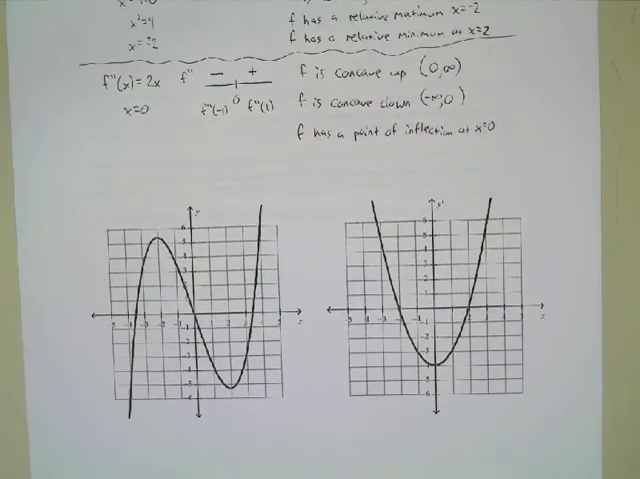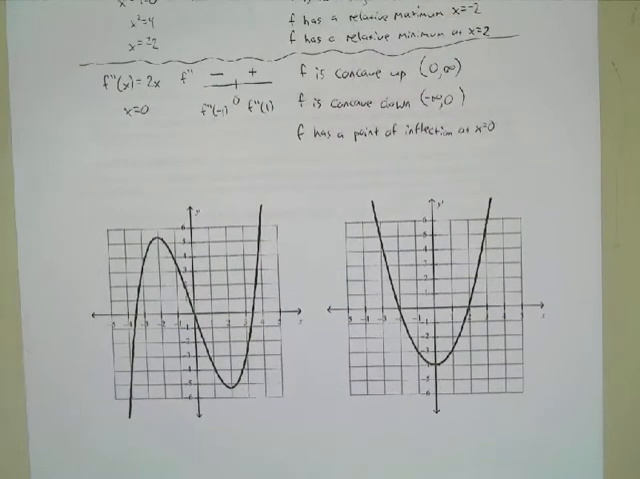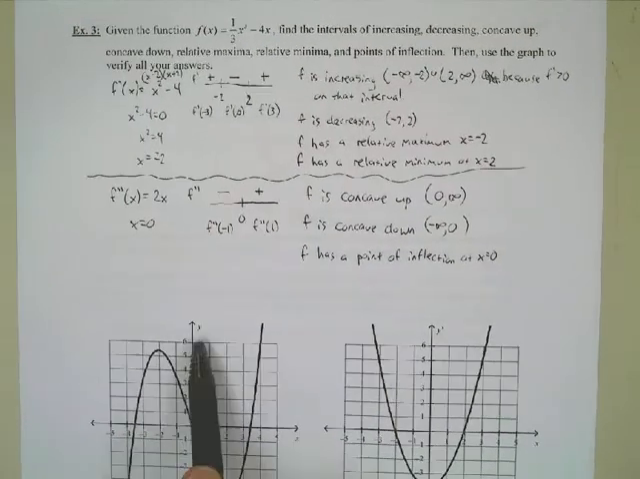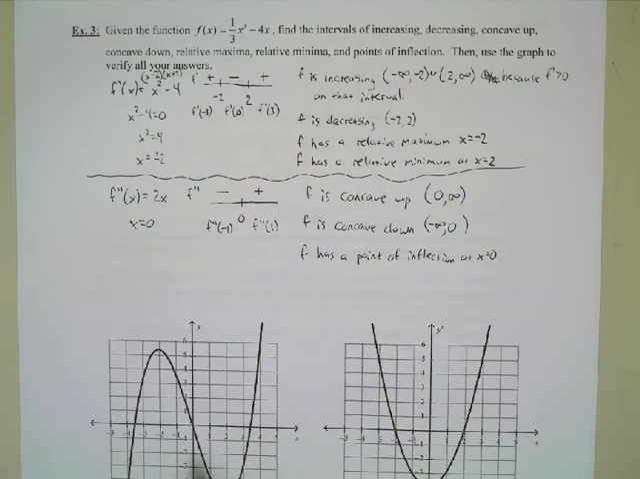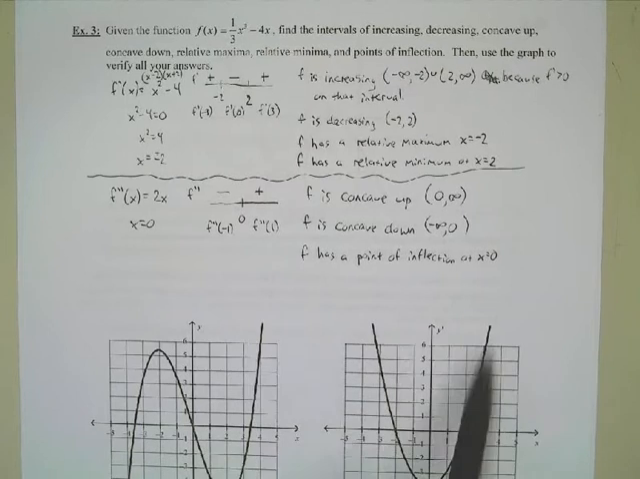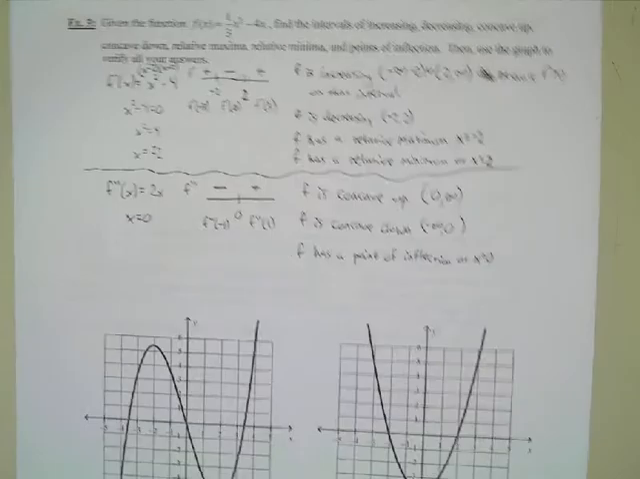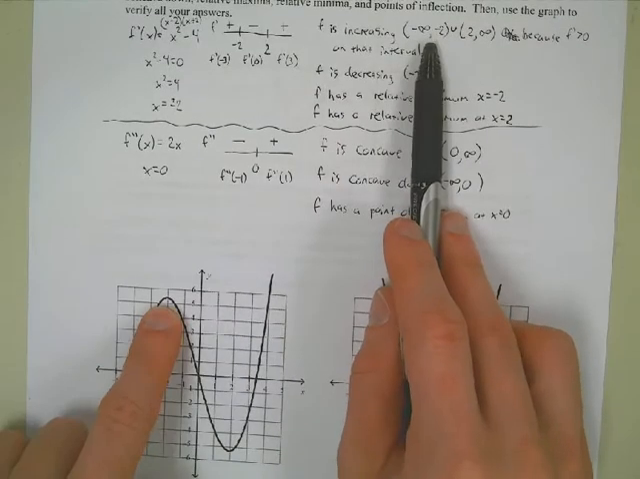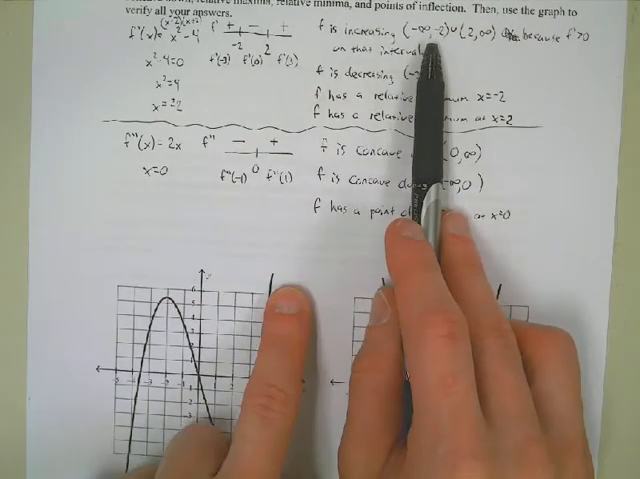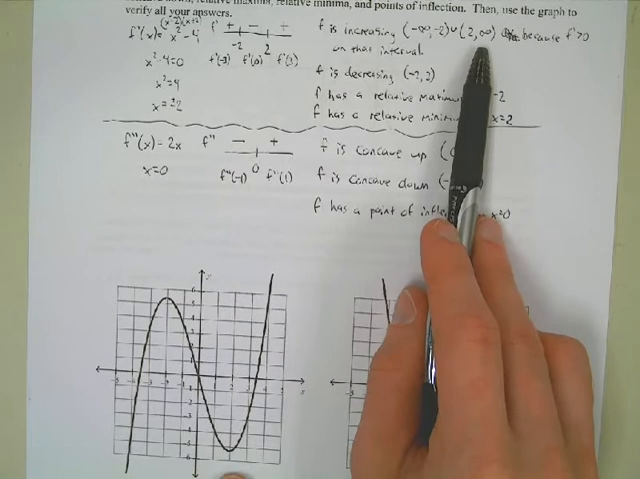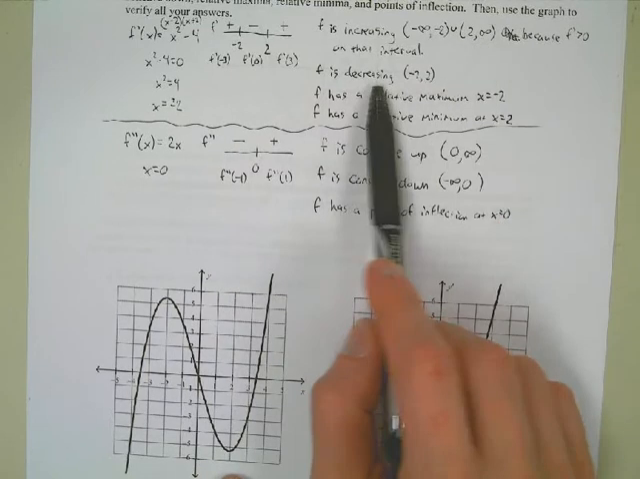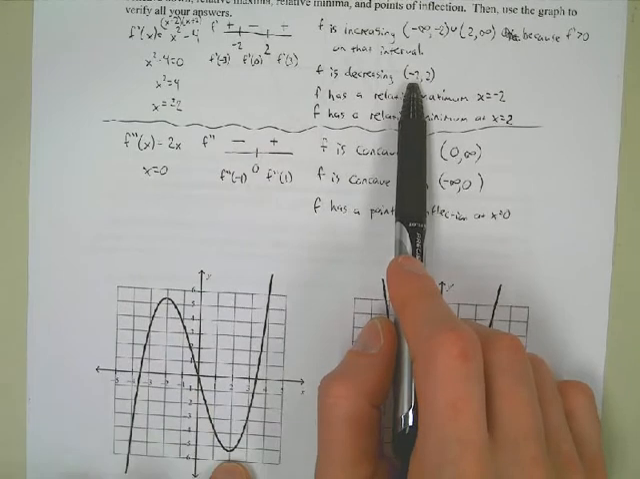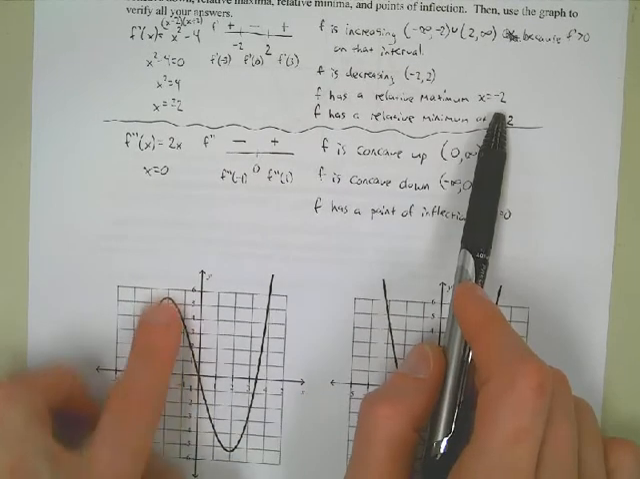Now, if we look down here, we've got two graphs. This one is labeled y, so this is the graph of the original function. This is y prime, the graph of the derivative. Here's our original function. It is increasing from negative infinity to negative 2 and from 2 to infinity. From negative 2 to 2, it's decreasing. It has a relative maximum at x equals negative 2 and a relative minimum at x equals 2.